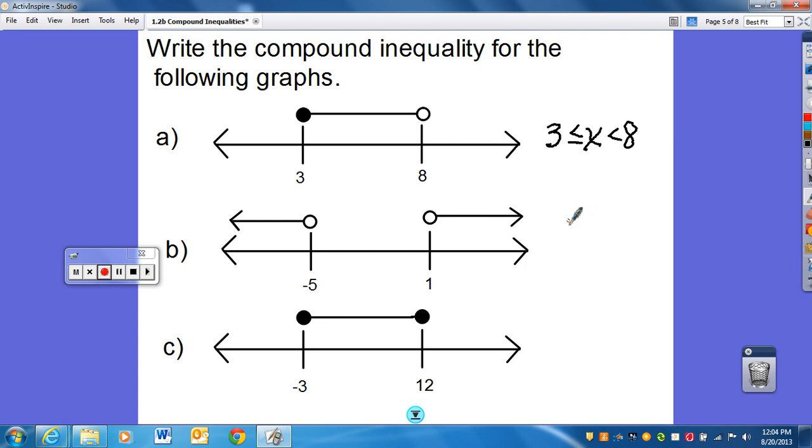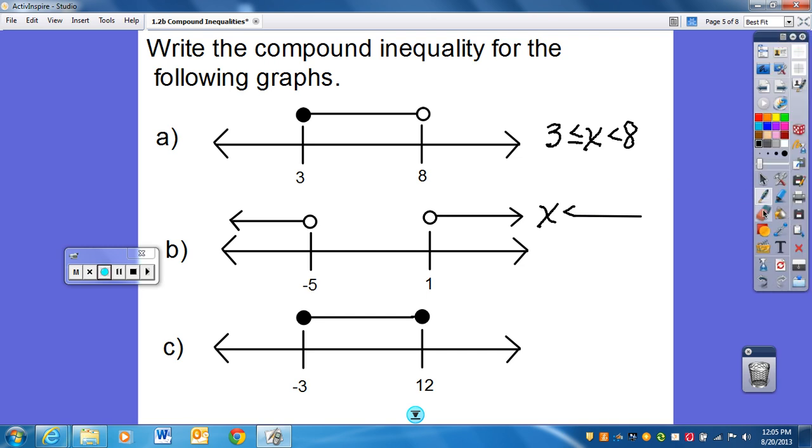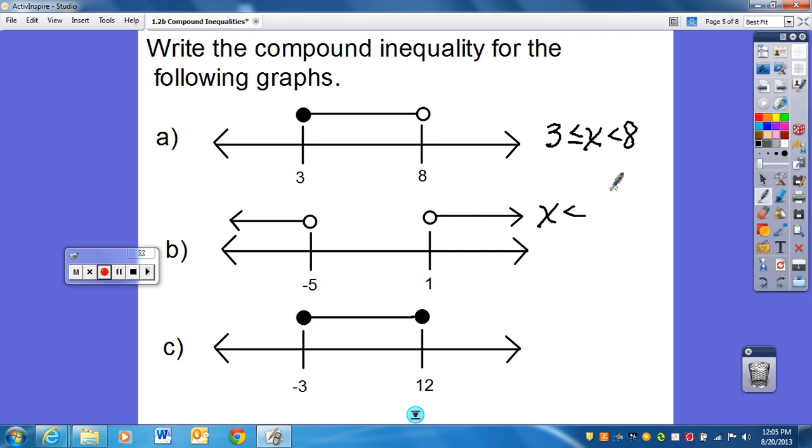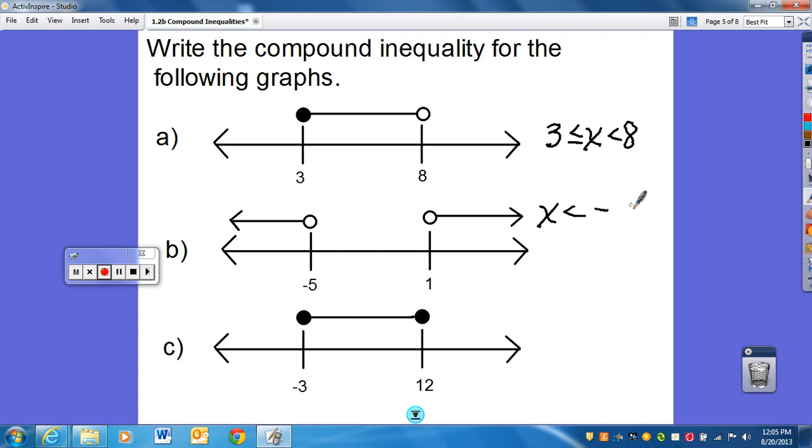In the next example, I have two separate sections, so that's going to be an example of an "or" compound inequality. My first one would be x is less than negative 5, or my values could be greater than 1. x could be greater than 1.